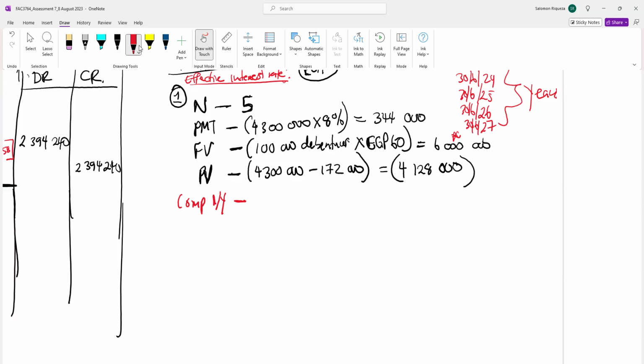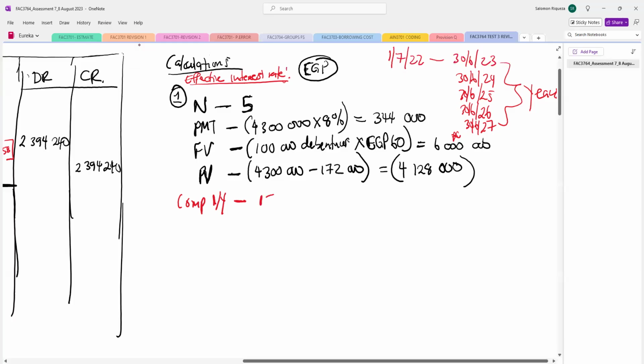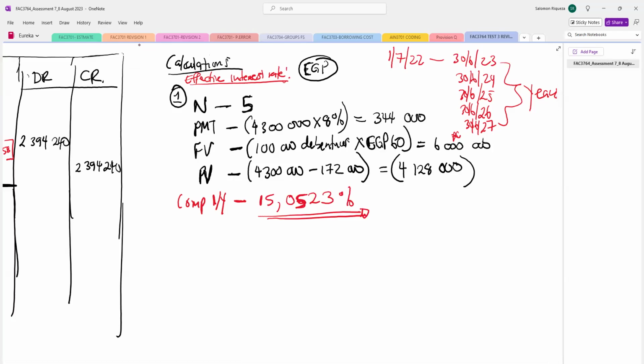PV, comp. Okay, so if you do this in 4 decimal places, I'm getting 15.0523. This way it's safer because I'm still going to use this value later on to do my calculation further. All right. Who is with me? Who is lost at this point in time? Please speak before we move.